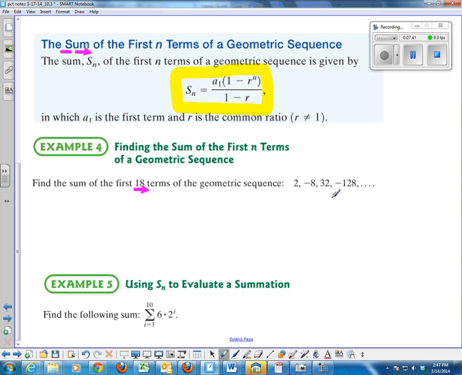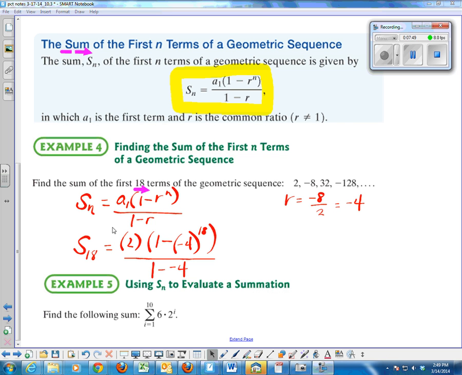So let's start with the S sub n formula and plug in what we know. So take a second to write that down. Pause if you need to. Okay, so we started with the general formula. Plugging in what we know, a sub 1 is 2. R is -4. We find that by dividing term 2 divided by term 1. So -8 divided by 2 is -4. That goes in for R. To the 18th power, because n is 18, first 18 terms. And then the denominator is 1 minus R.